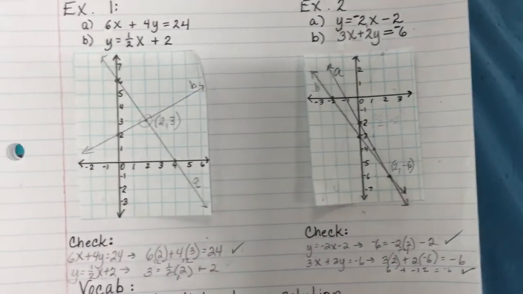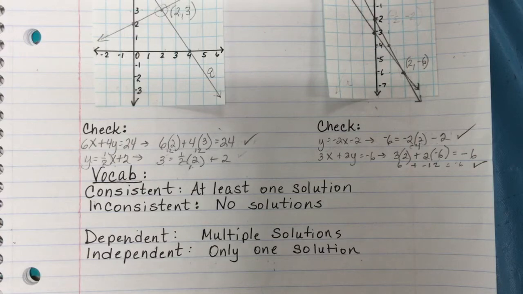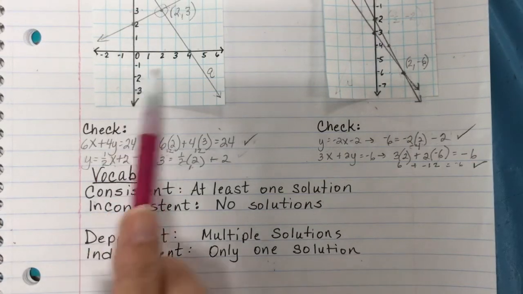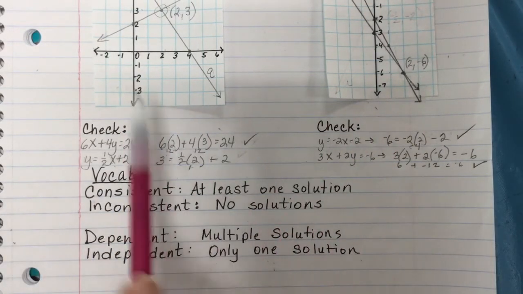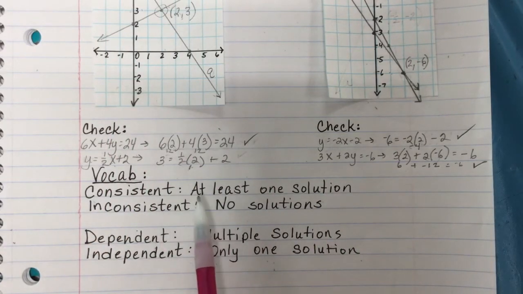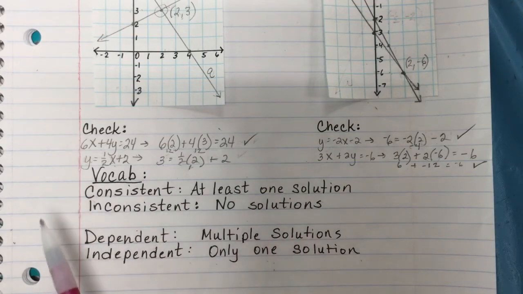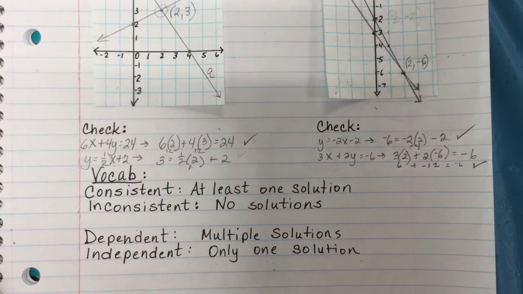So now what I'd like to show you is a few of the vocabulary terms that you're going to need when you're describing these. So when you have a system that does have at least one solution, both of these have at least one solution, because sometimes they can have more than one. But if they do have at least one, you call it consistent. There is a consistent solution. But if there is no solution, if the lines never cross, say if they're parallel, then you would call that inconsistent. We'll get some no solutions on our next set of notes.